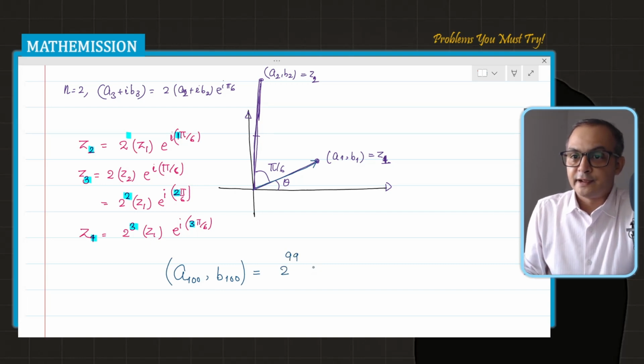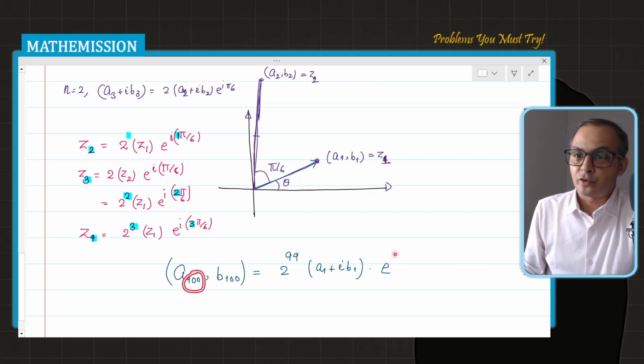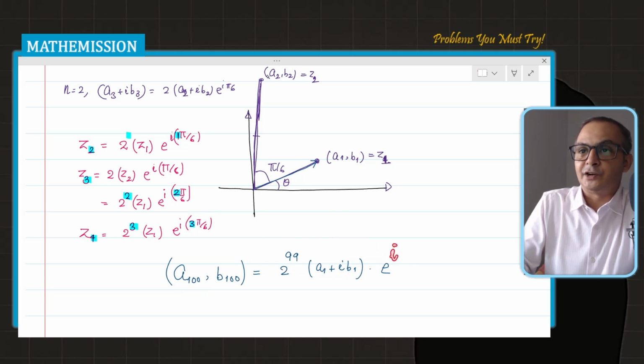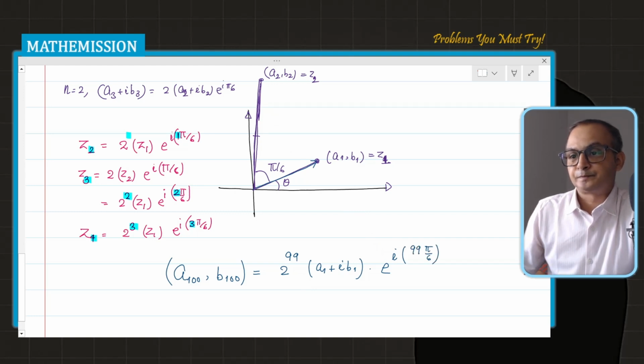less than that, and Z1, and Z1 is nothing but A1 plus iB1, and into e to the power, again there 1 less than the subscript here. So here the subscript is 100, so again the coefficient of pi by 6 on the top will be 1 less than the 100. So this will become i and 99 pi by 6.